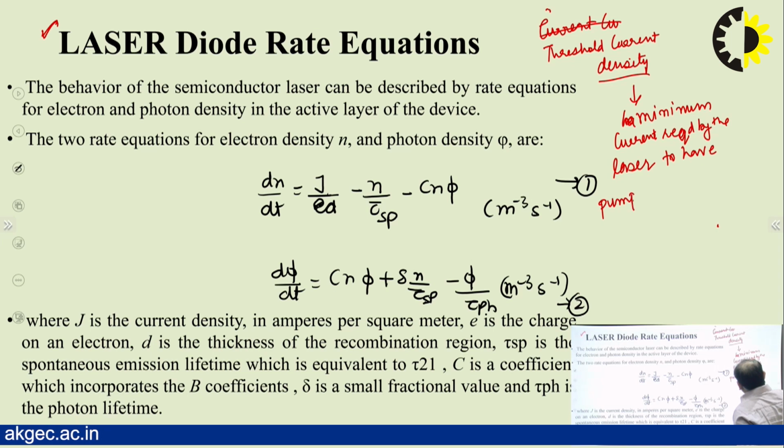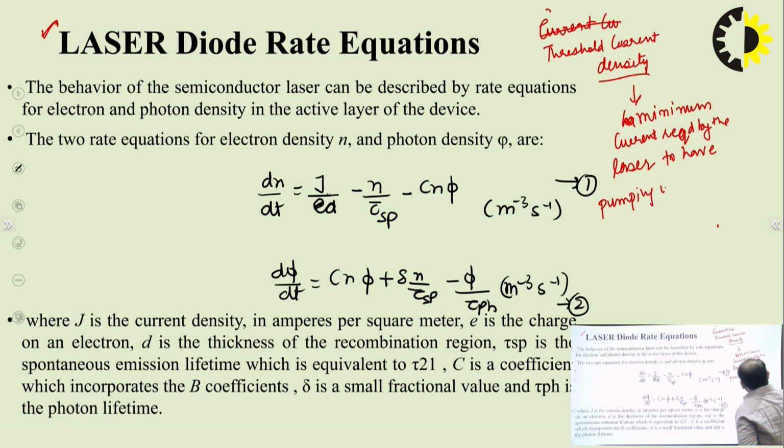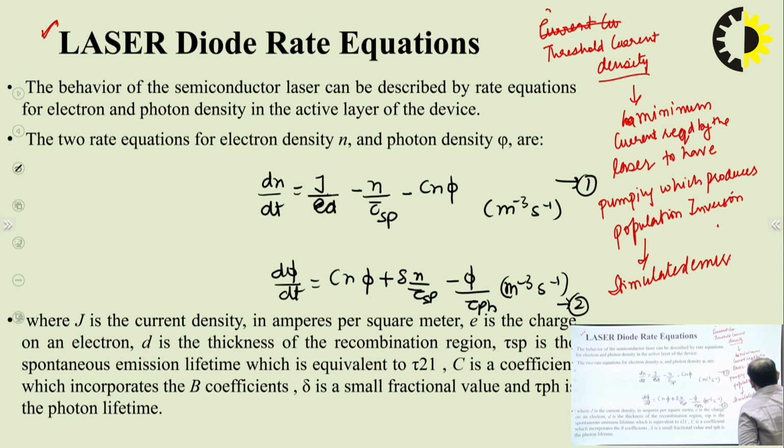pumping which produces a population inversion, and when there is a population inversion, this also produces a stimulated emission. Clear? So the minimum current required by the laser to have a stimulated emission is known as the threshold current density. We will talk about this threshold current density in this. Clear?